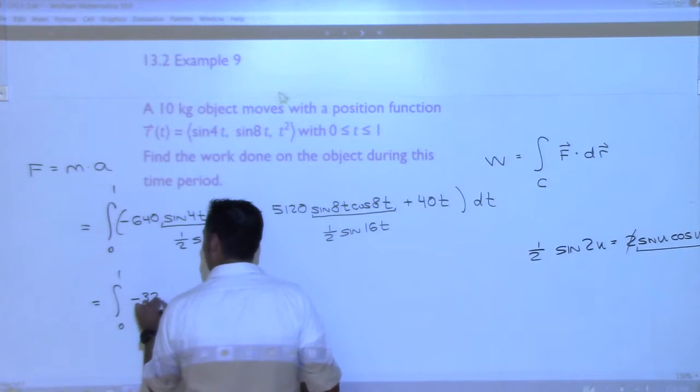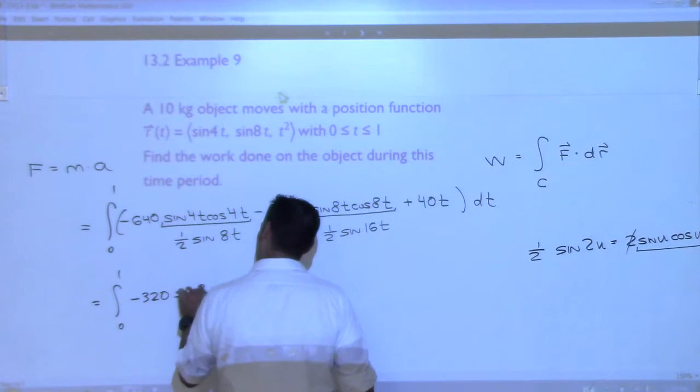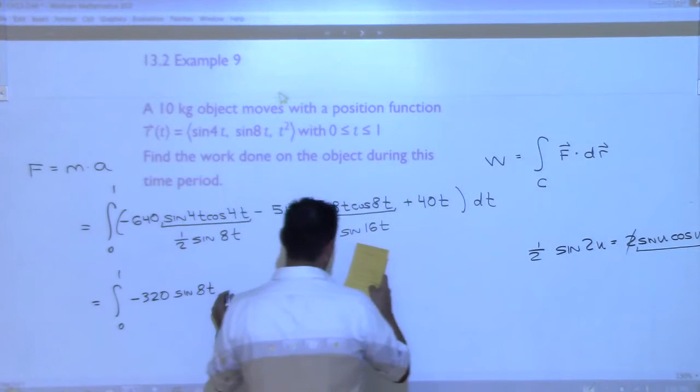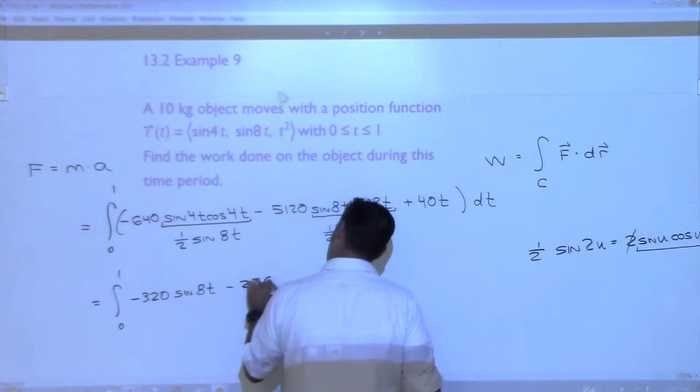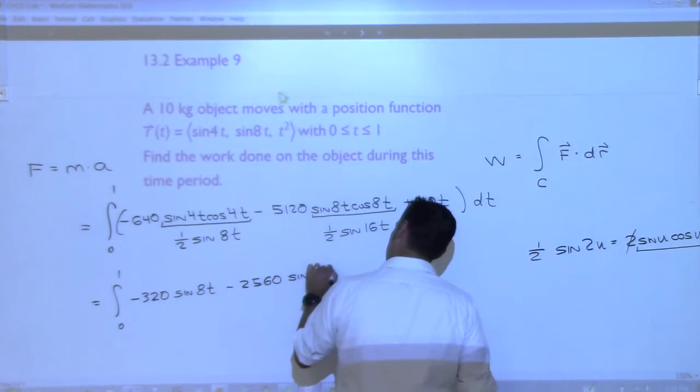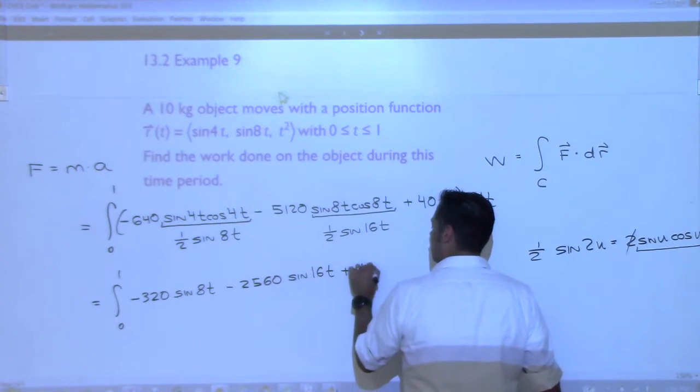Negative 320 sine 8t. And then when I put those together, I take half of that, so minus 2560 sine 16t. And then this one didn't change, plus 40t.